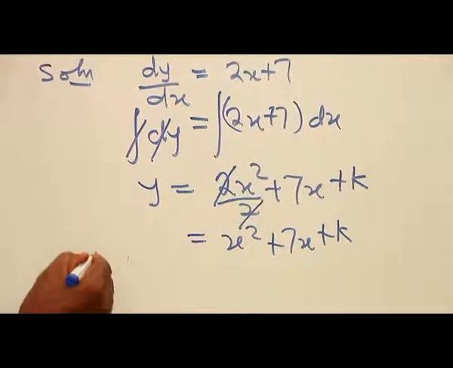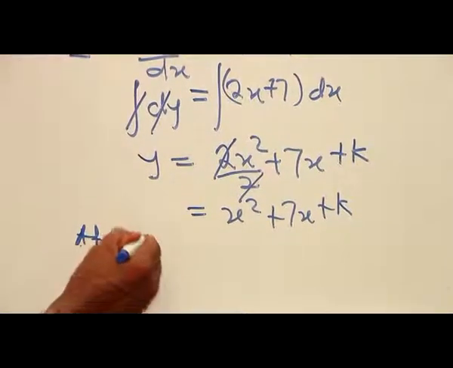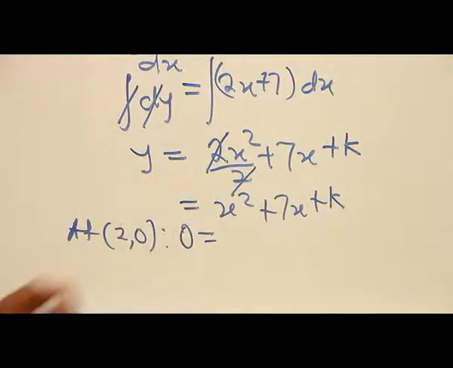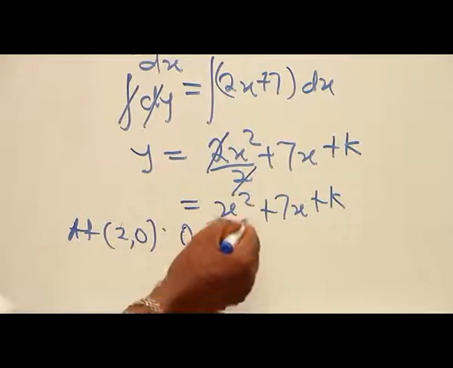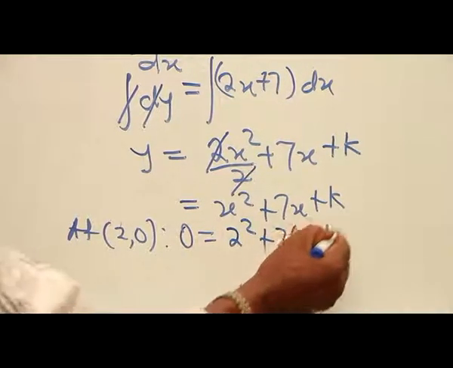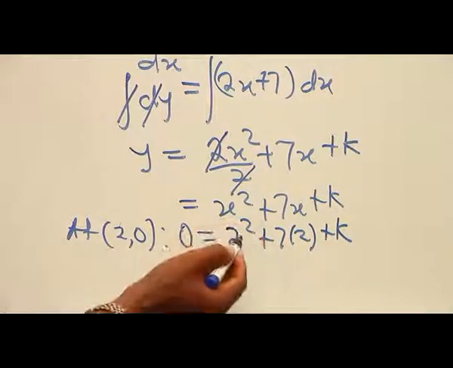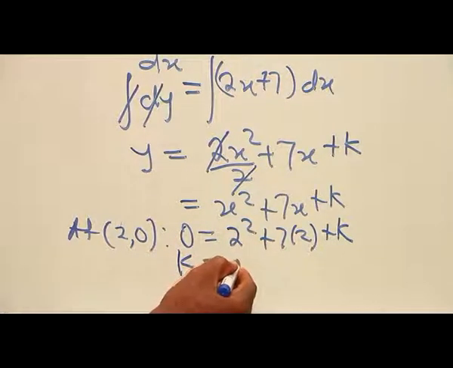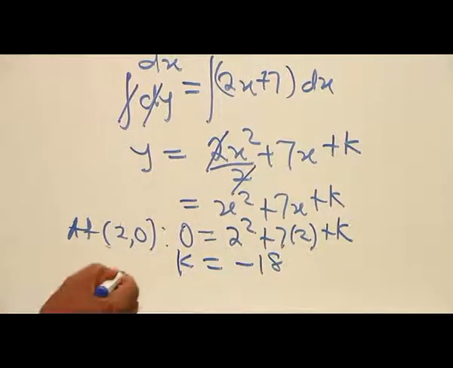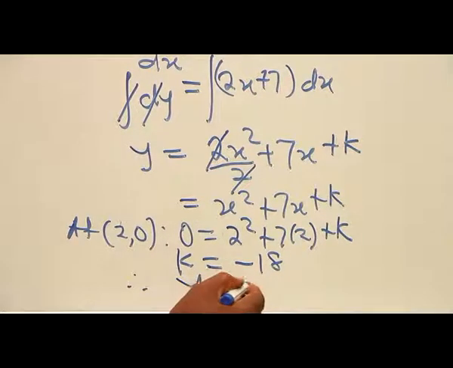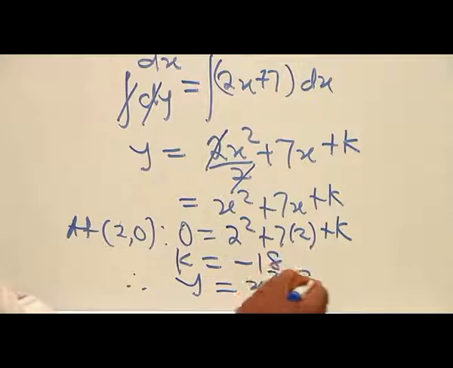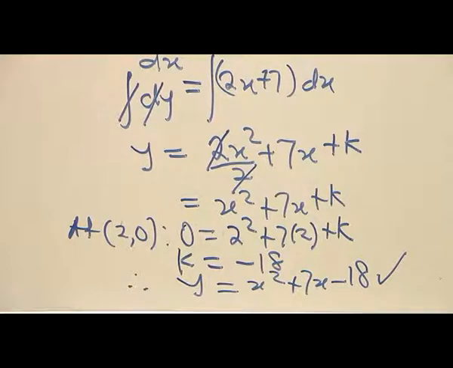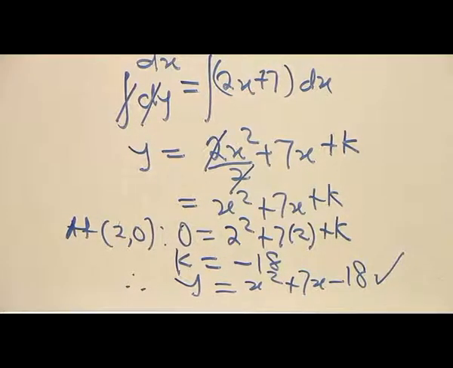Then at the point 2, 0, what do you now have? 0 will be equal to, your x is 2, so that is 2 squared plus 7 times 2 and then plus k. When you now solve, this is 4 plus 14, that is 18. So our k therefore is equal to minus 18. Therefore, your y is equal to x squared plus 7x minus 18. And this is the equation or the function for where you have the gradient as 2x plus 7.